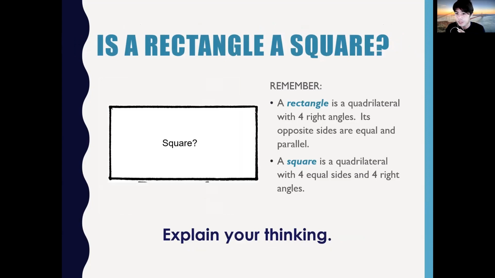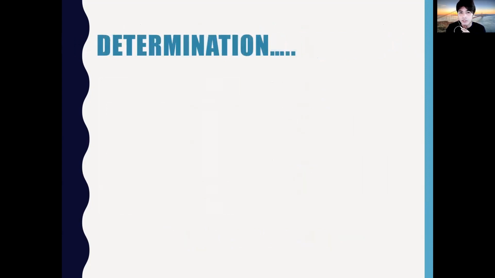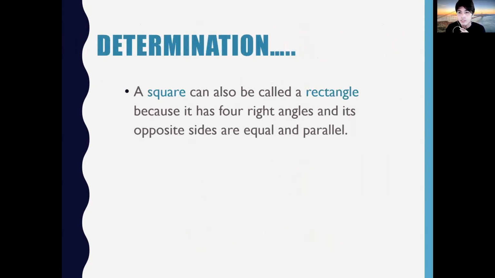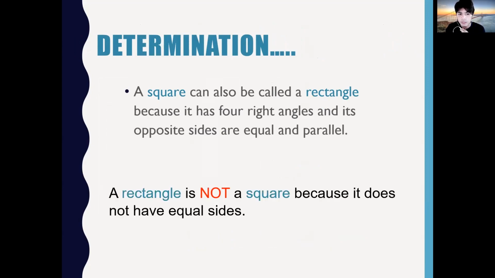Now, explain your thinking. Okay. A square can also be called a rectangle because it has four right angles and its opposite sides are equal and parallel. But a rectangle is not a square because it does not have equal sides. Okay, you need to remember a square can also be called a rectangle, but a rectangle cannot be called a square.